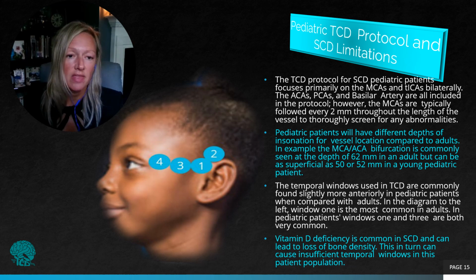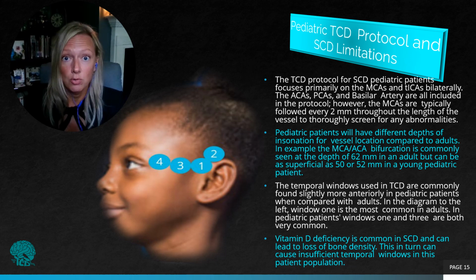Now, TCD on pediatric population is slightly different when compared to the adult population. With TCD, you primarily look for different depths where your vessels and the anatomy will lie. With the pediatric population, you'll see there are some differences in not only the vessel depths, but the window location. The temporal windows are most commonly at window 1, as you see in the center picture. Window 1 is just in front of the ear.